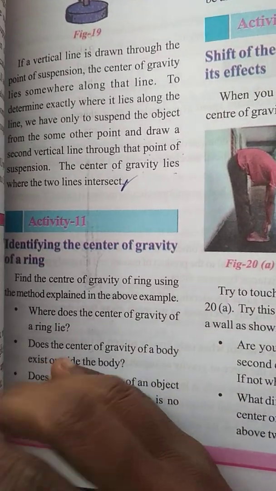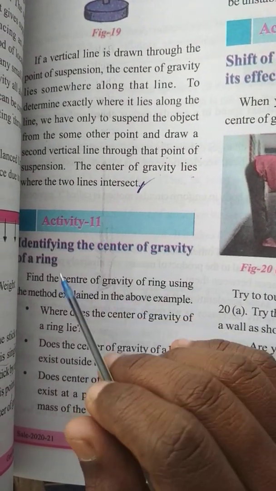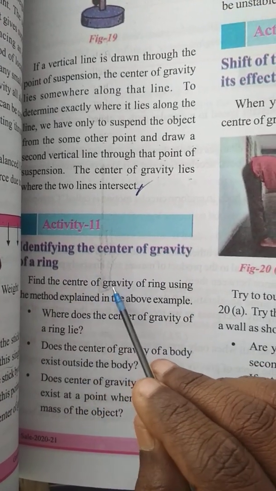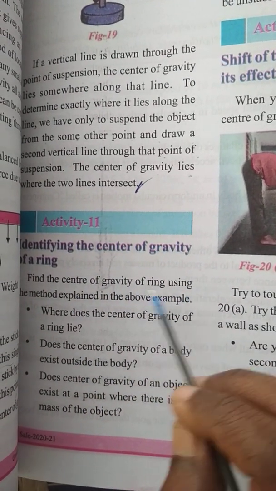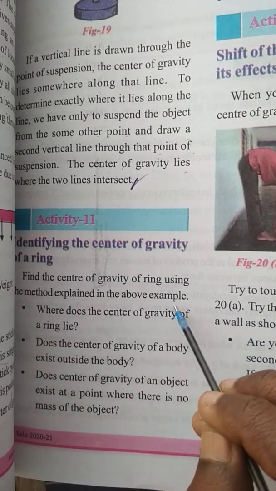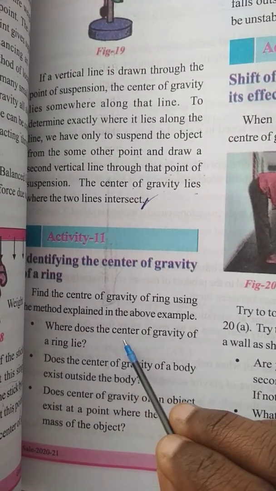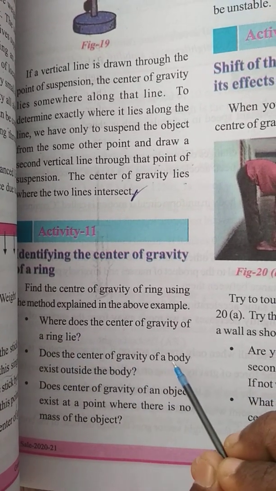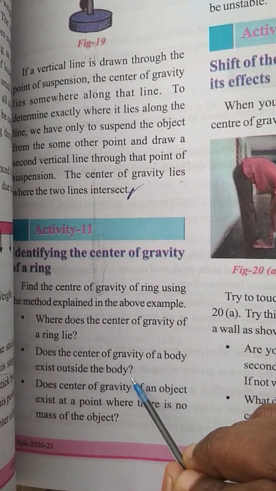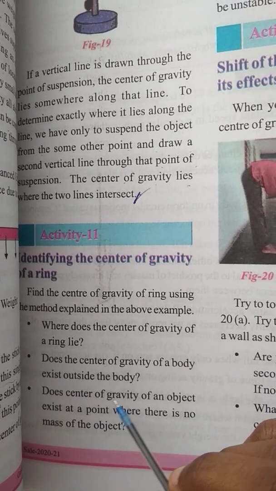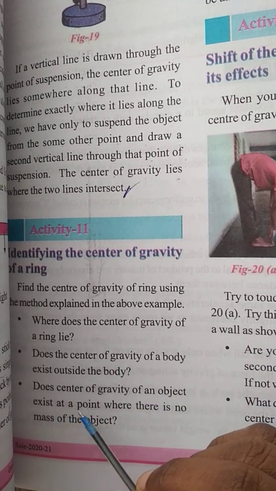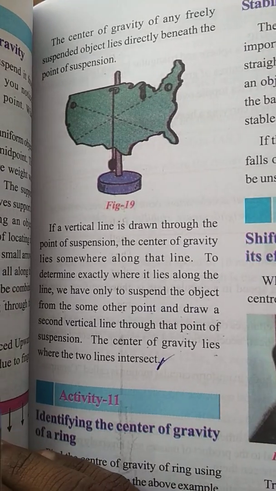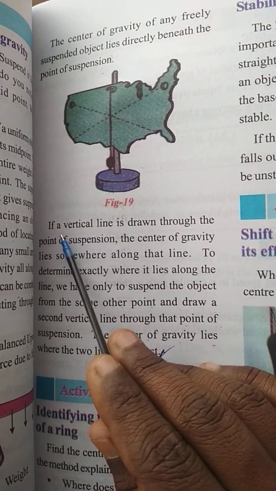In gravitation we will see activity 11: identifying the center of gravity of a ring. Find the center of gravity of a ring using the method explained in the above example. Where does the center of gravity of a ring lie? Does the center of gravity of a body exist outside the body? Does the center of gravity of an object exist as a point where there is no mass of the object? What do you have to do for checking the center of gravity?